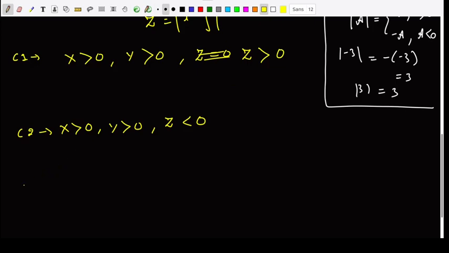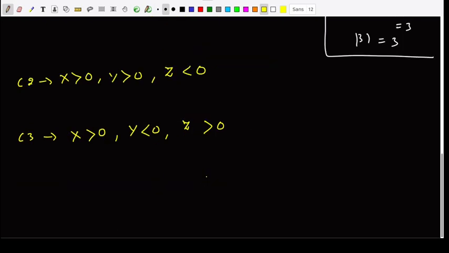All right. So similarly, all the cases, let us write it down. So case 3 would be X is greater than 0 and Y is less than 0 and Z is greater than 0. All right. Similarly, case 4 would be X is greater than 0, Y is less than 0 and Z is less than 0. Okay, let me take a next page here, just a second.